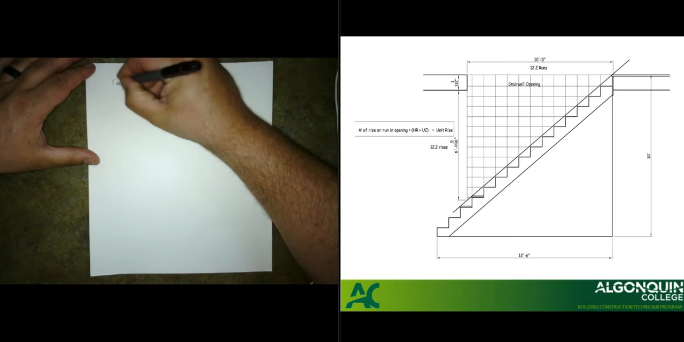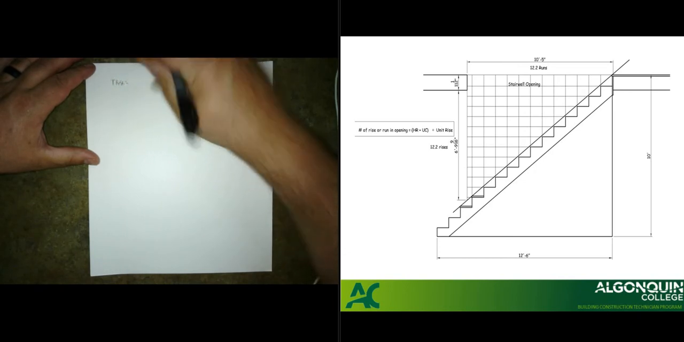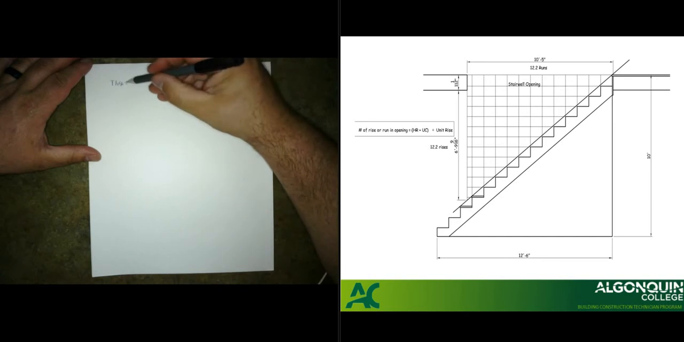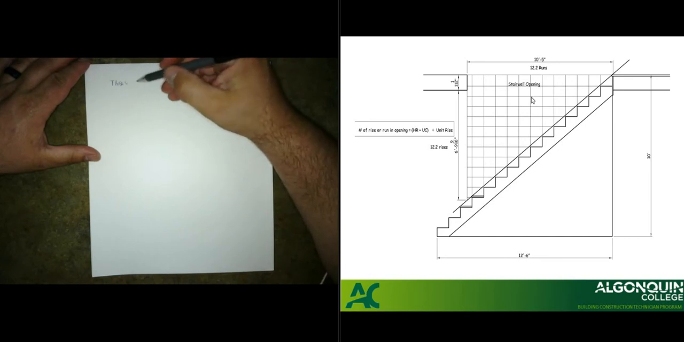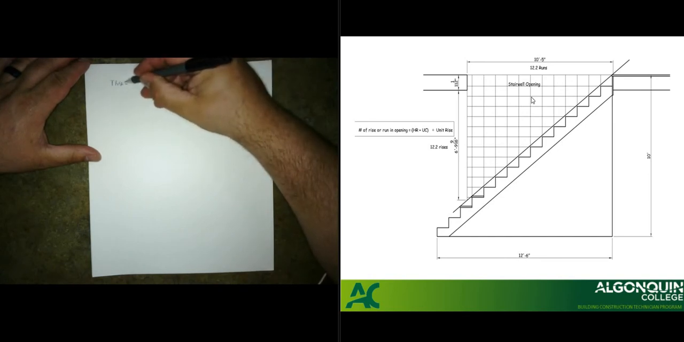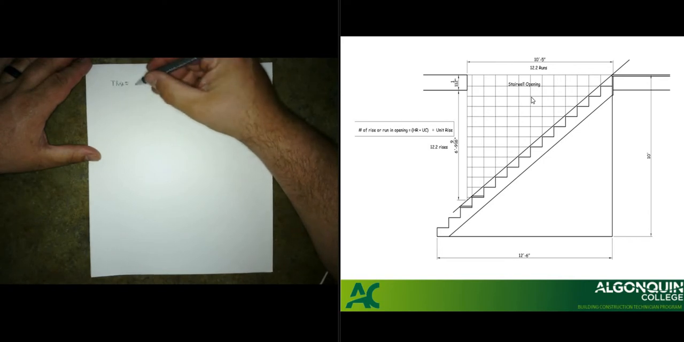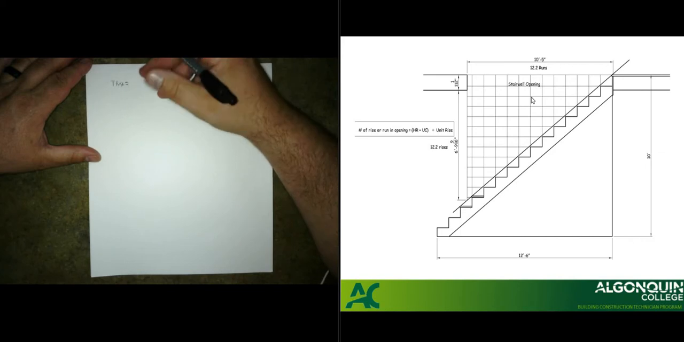So the total rise is something that we would have to measure off of site. Total rise is the distance vertically from finished floor to finished floor. For stuff that we do with homework here, I'm going to be giving you that number, but that would be a number that you'd have to measure on site if you're building a set of stairs or framing.